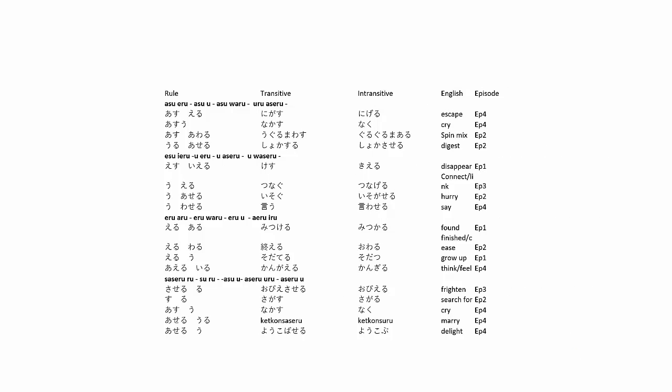I've put a few up here now, and you can see there's some samples from each type of transitive intransitive verb. These are also given in the videos if you watch the videos. So asu to eru, we've got nigasu, nigeru. Asu to u, we've got nakasu.